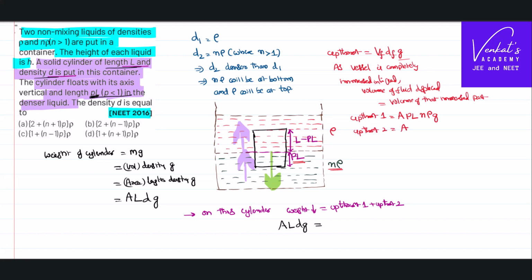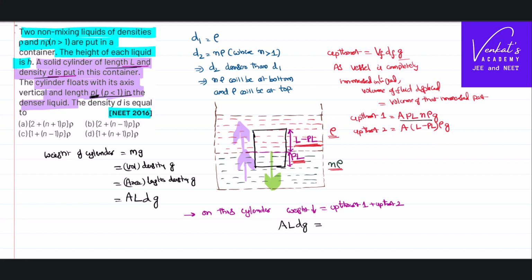Now I can write upthrust 2 also. The area of the cylinder is the same. Then the length of the cylinder in the second liquid: as I told you, PL is inside, so the remaining length in the other liquid is L minus PL, multiplied by the density of that upper part of the liquid, rho, and g. Now I know the weight and I know the upthrust, so I can just equate them.